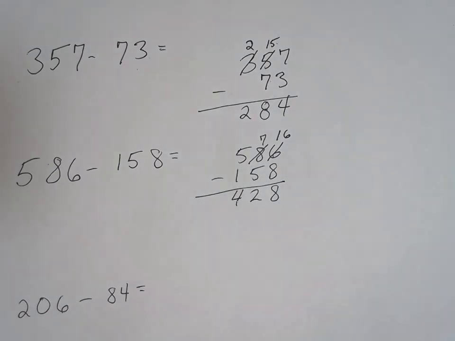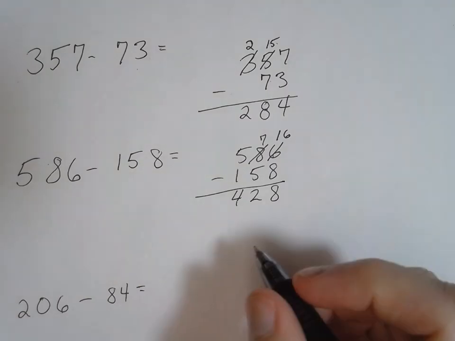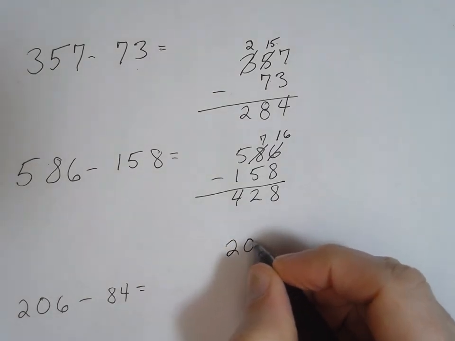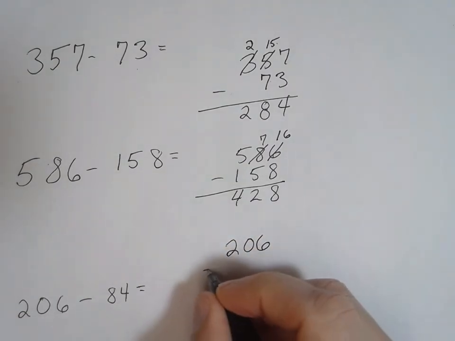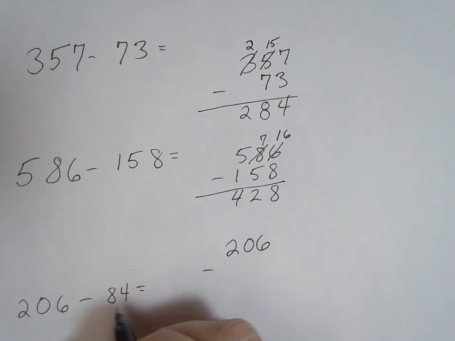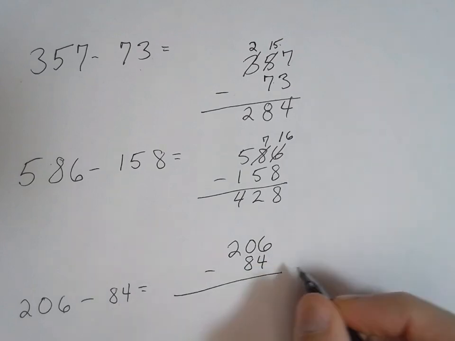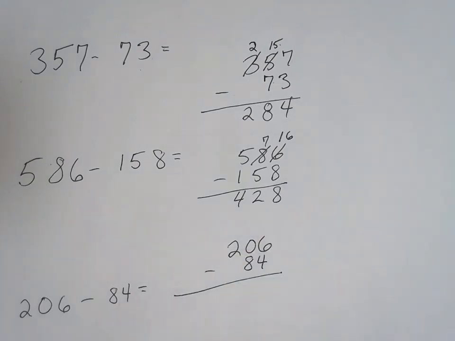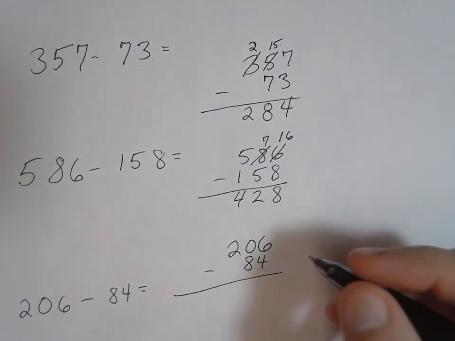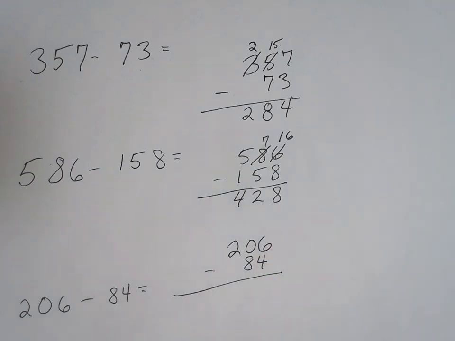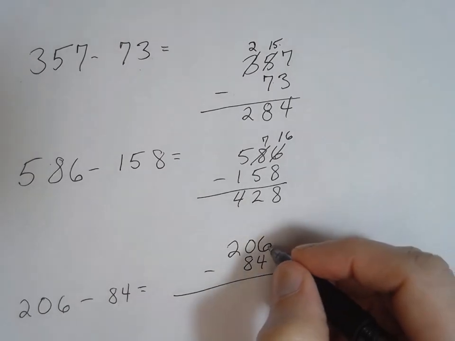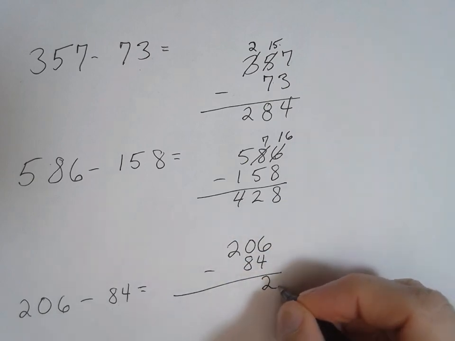And on to the last one. 206 minus 84. Put my top number down and subtract my second number from it, making sure my place values are lined up in nice, neat columns, and starting in the ones place, asking myself the question, can I do it? 6 minus 4, I can do that, because if I have 6 cookies, I can certainly give someone 4. And if I do that, I have 2 left over.